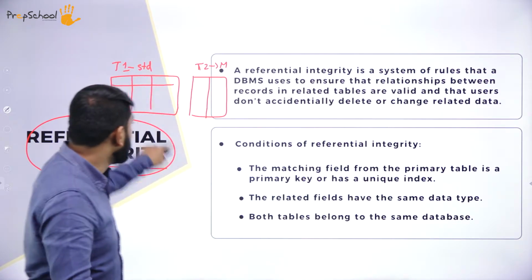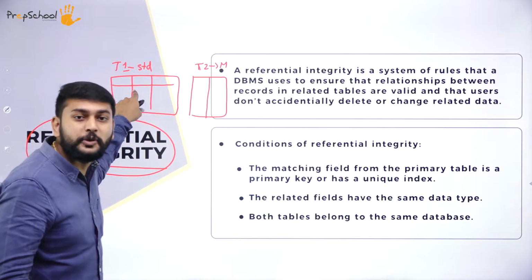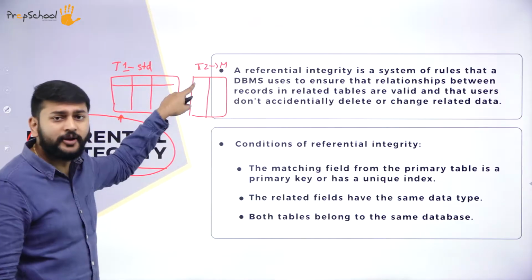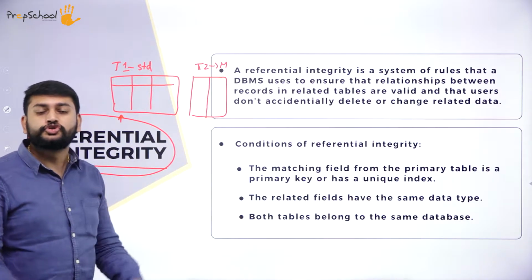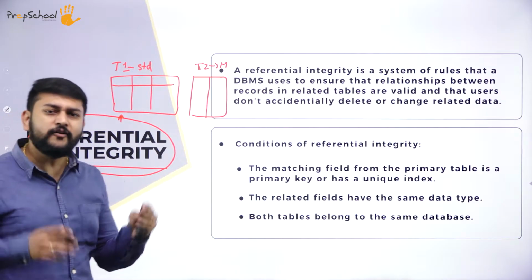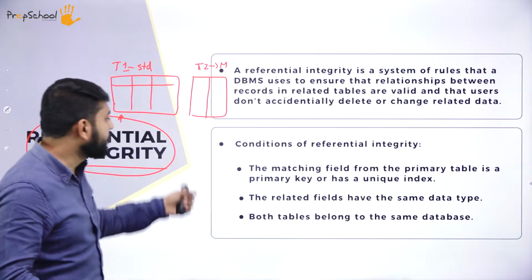What is that? Suppose I have entered the information with respect to the student here, then only I can enter the marks here. If I'm trying to enter the value, it should not allow me to enter the value. So how? With the help of the concept called referential integrity. How exactly is this referential integrity working? Let us understand with some points.